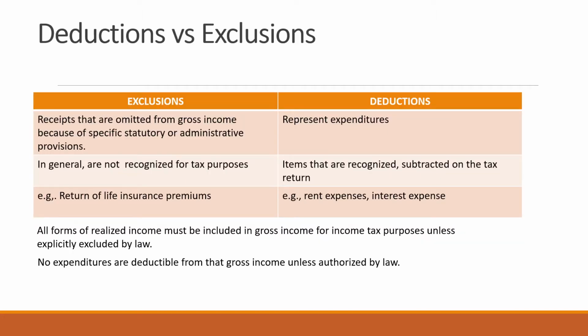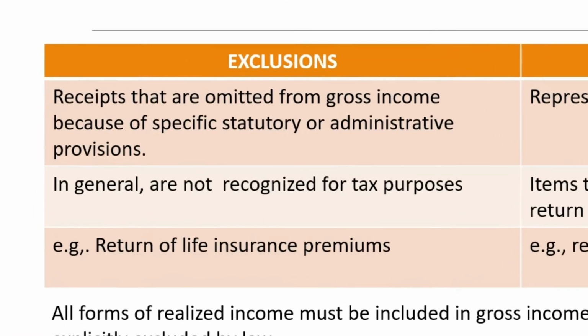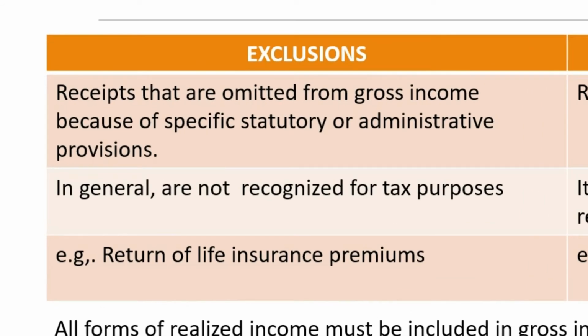But first, we need to differentiate between deductions and exclusions. Exclusions are receipts that are omitted from gross income because of specific statutory or administrative provisions. In general, they are not recognized for tax purposes. So exclusions are those items of income that are not recognized, that is not reported on the tax return. Example is return of life insurance premiums.